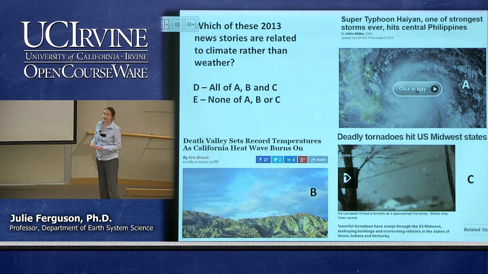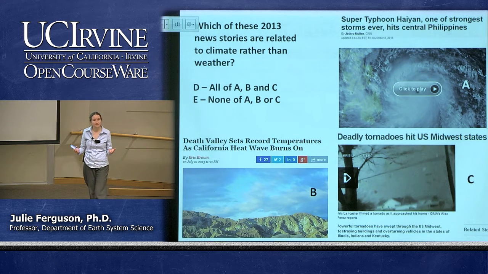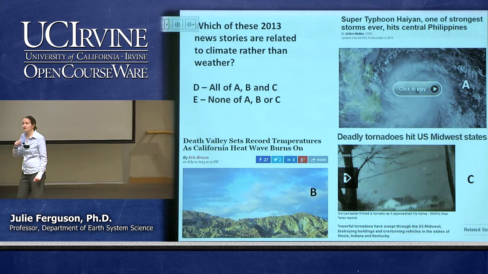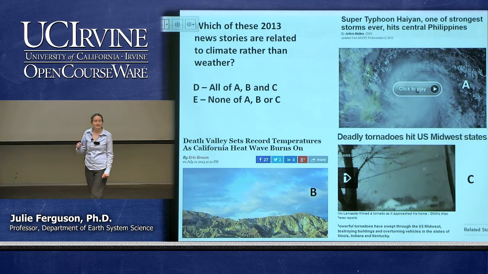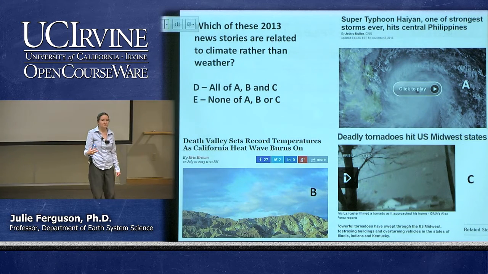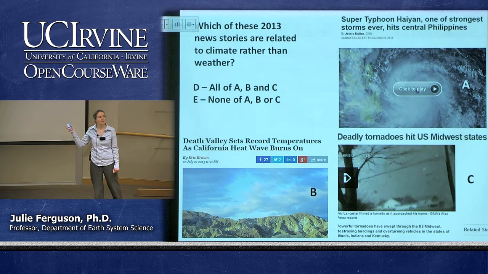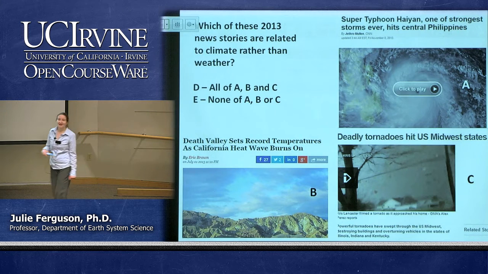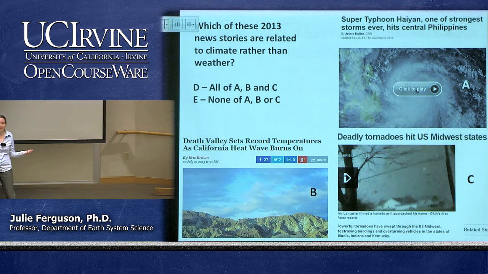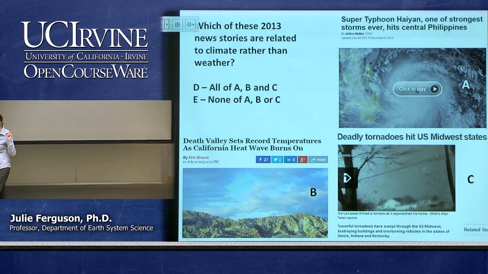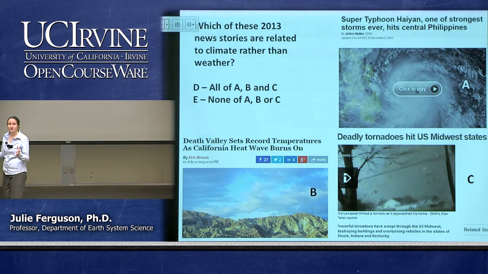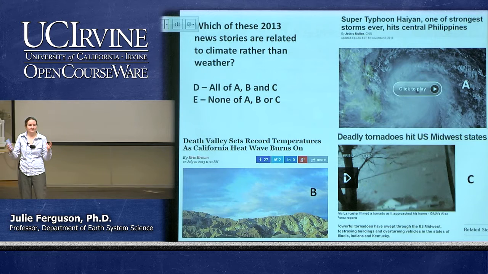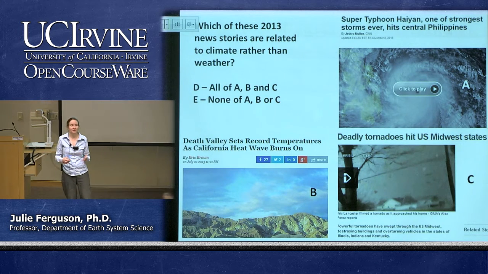Super Typhoon Haiyan, it may have been the strongest typhoon ever to make landfall. And yes, this is something that we might expect, an increase in intensity of hurricanes as our climate changes, as our temperatures warm. But that one individual event can't be attributed to climate change. And the same for the tornadoes. It's really unusual. We probably got the northernmost tornadoes on record in November. But individually, that doesn't say that the climate is changing. It just means that there was a severe weather event.